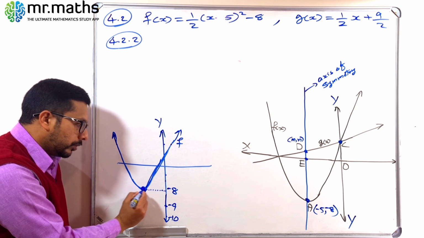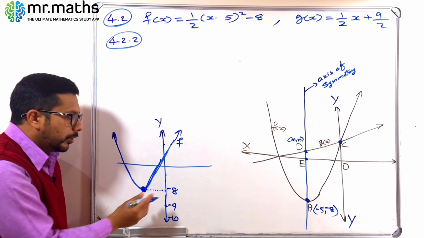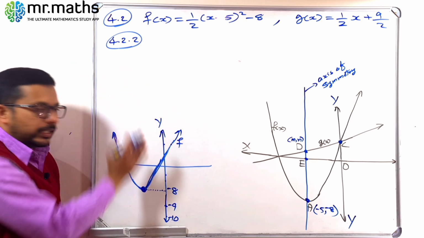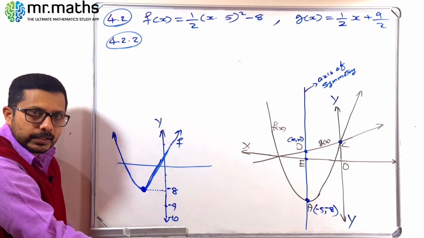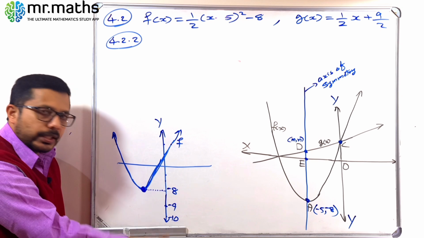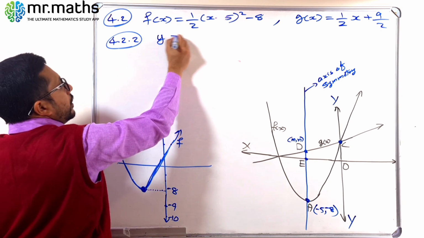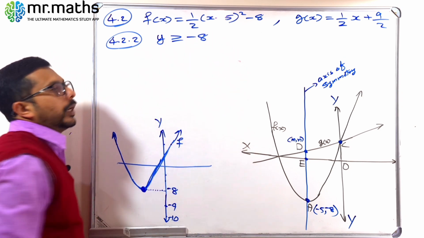At this point also there is a graph. So y must be greater than or equal to -8. It can't be less than -8. You can't find any graph if it is less than -8. So what you have to write? Y is greater than or equal to -8.